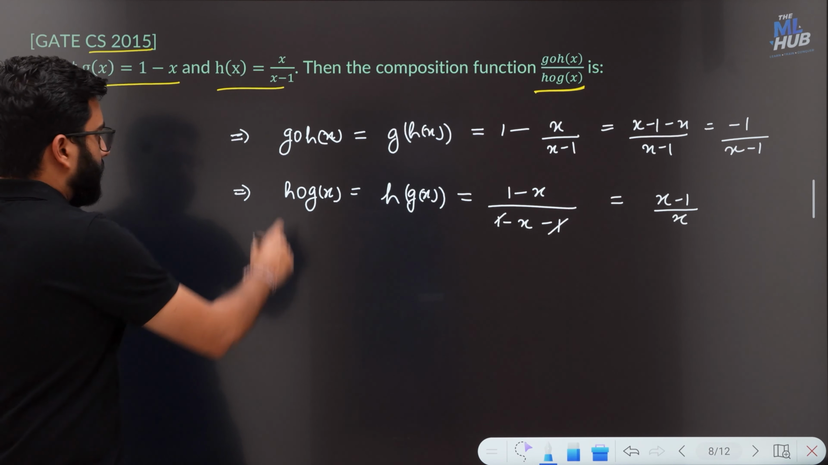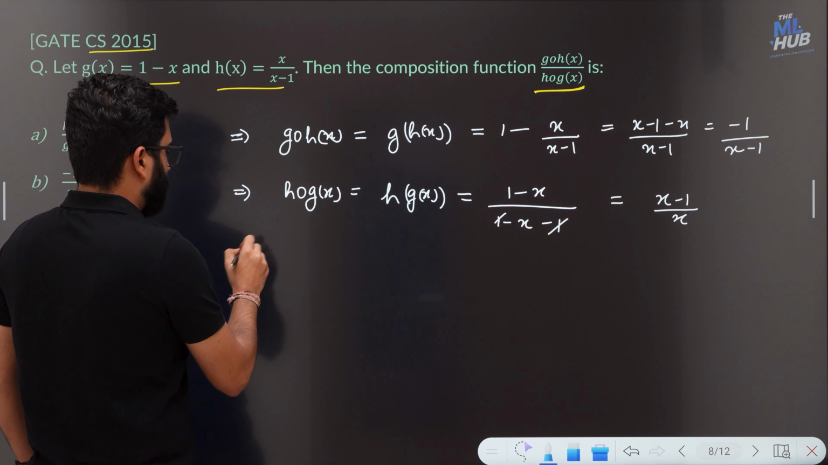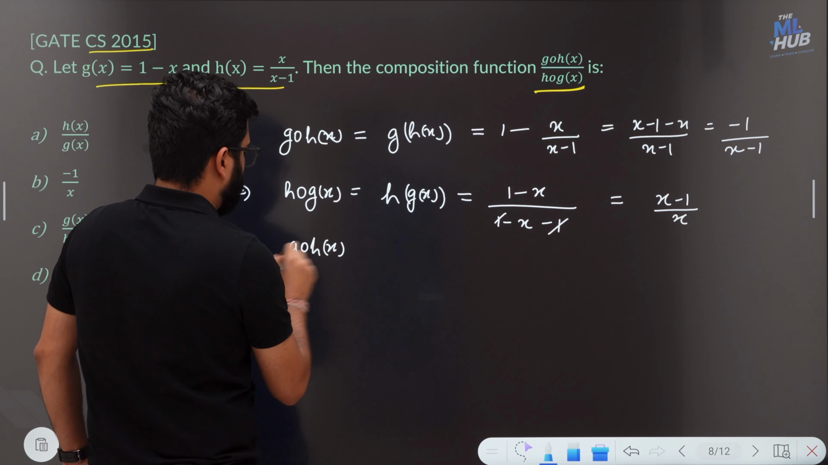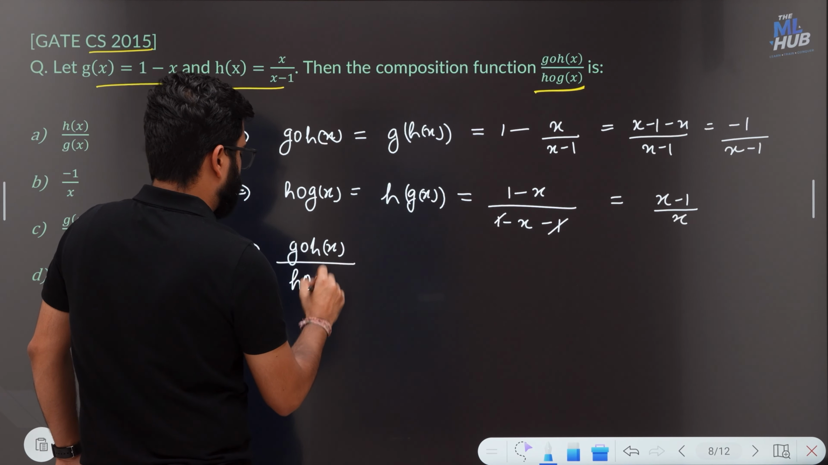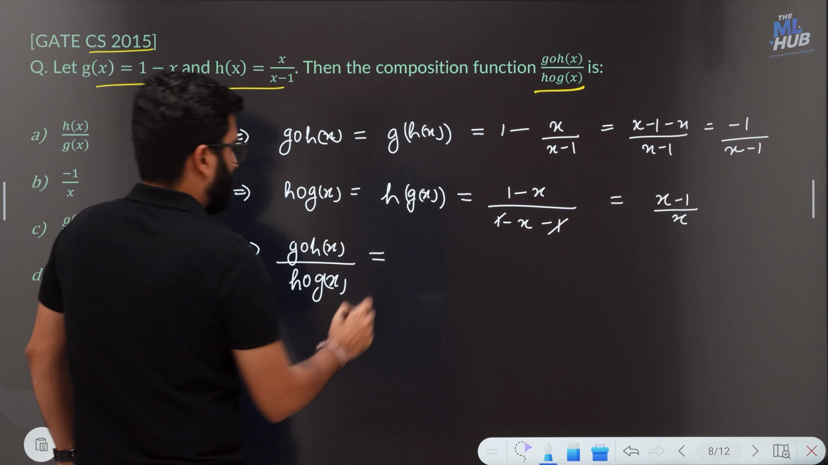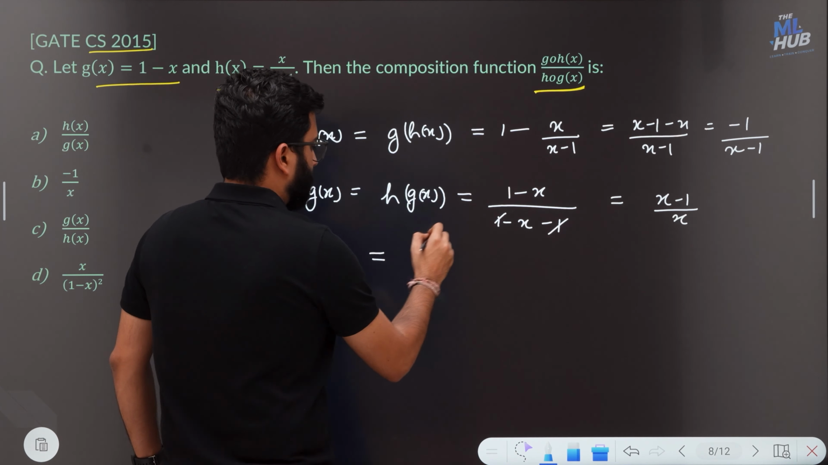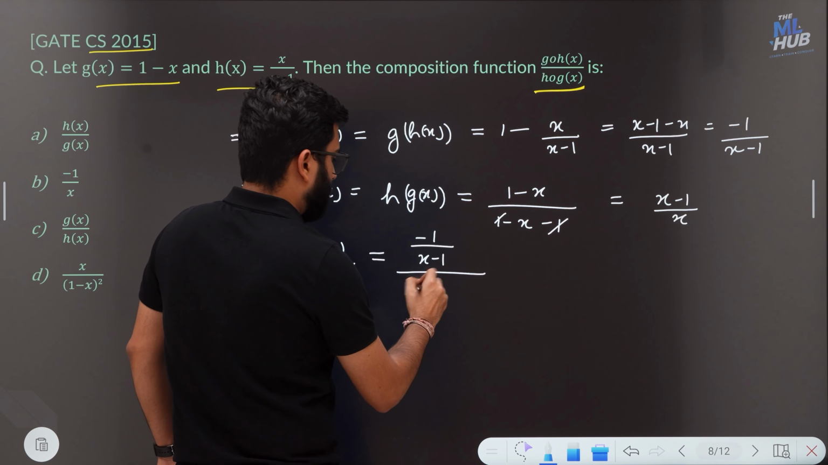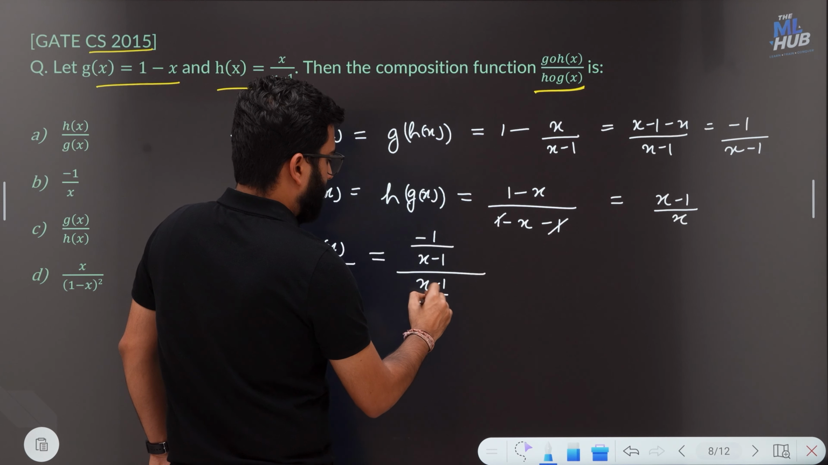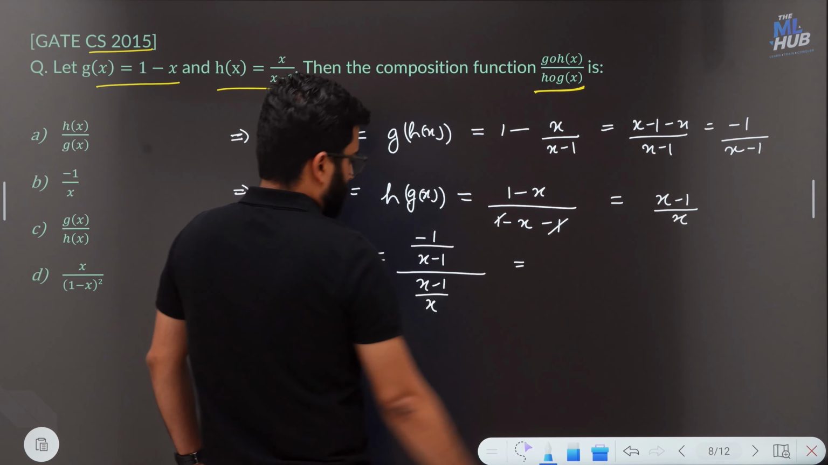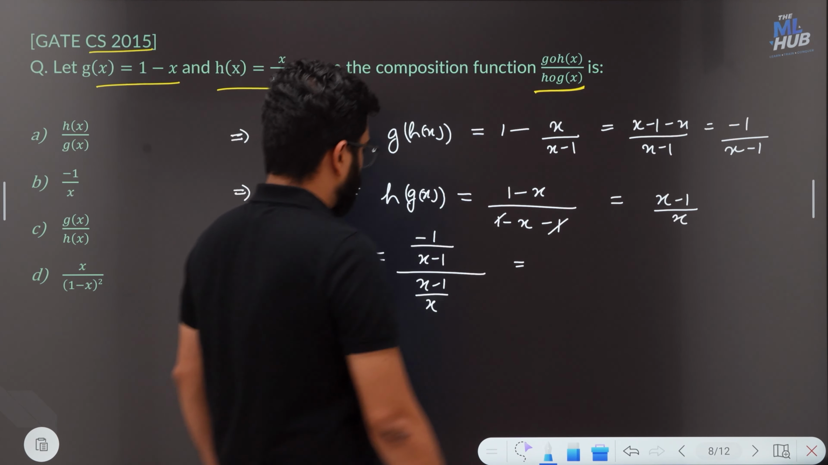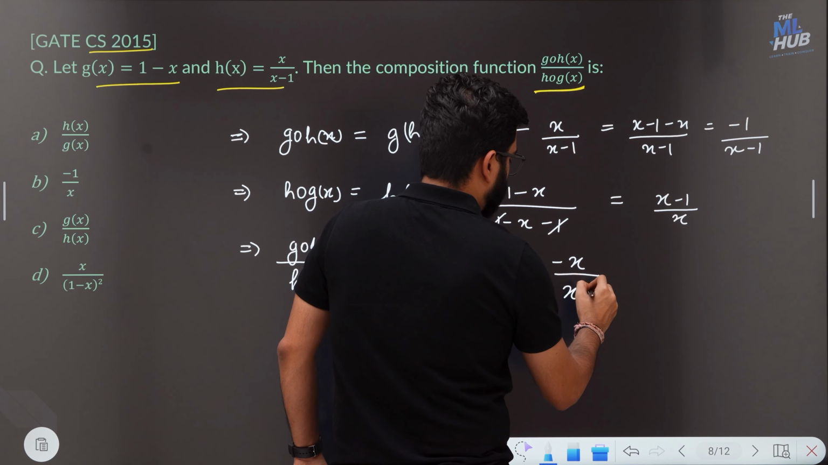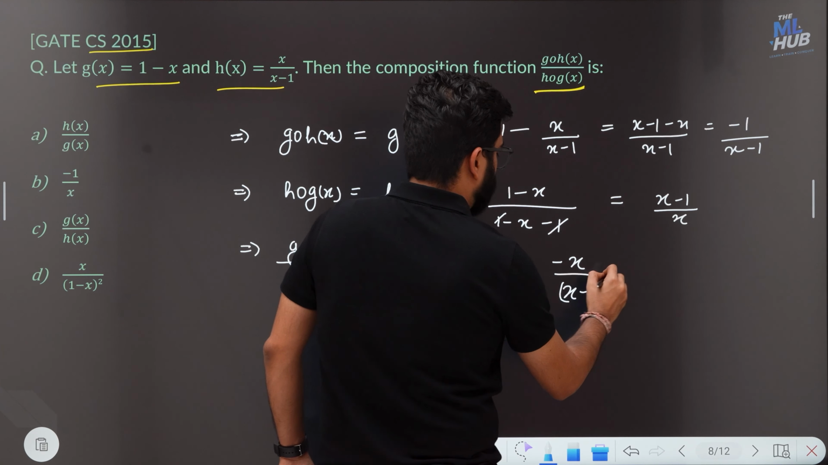Okay. Now the division, g of h(x) divided by h of g(x). It will be minus 1 divided by x minus 1, whole divided by x minus 1 divided by x, which will be equal to minus x divided by (x minus 1) whole square.